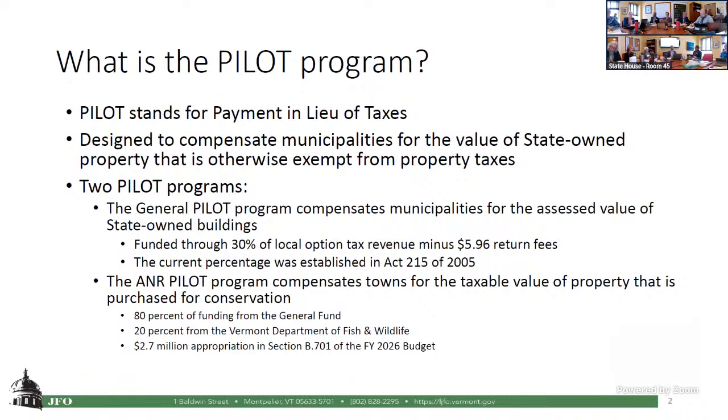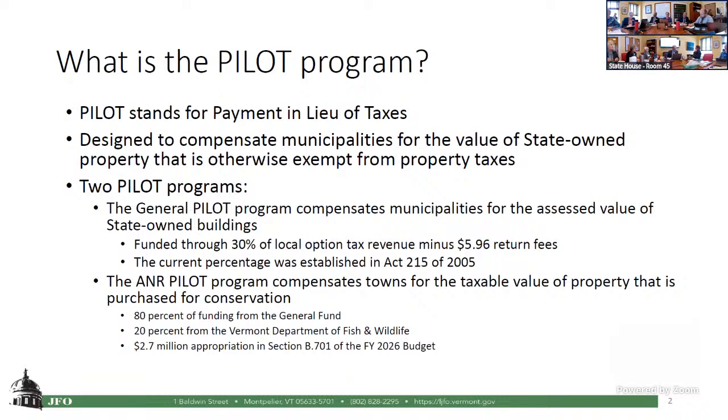The general PILOT program is funded through 30% of local option tax revenue, minus a $5.96 per return fee that is remitted to the Department of Taxes for administering local option taxes. This percentage split was established by Act 215 of 2005, so it's been in place for quite a while.